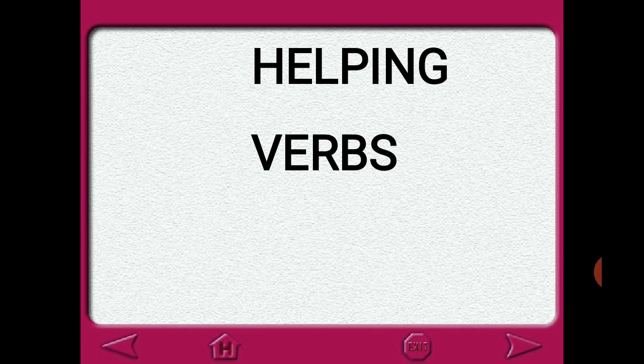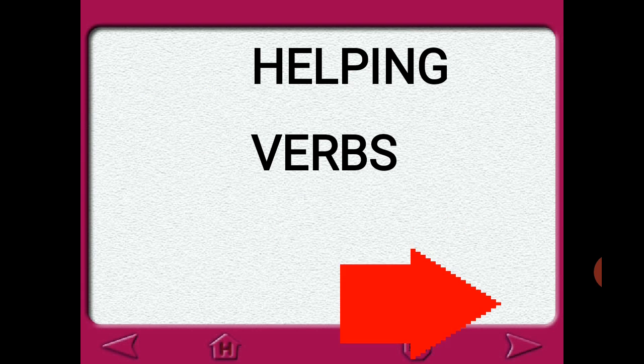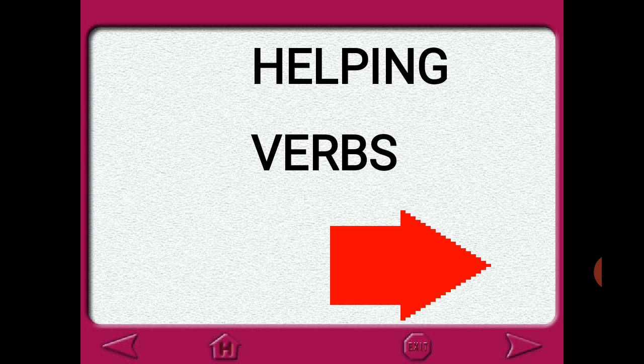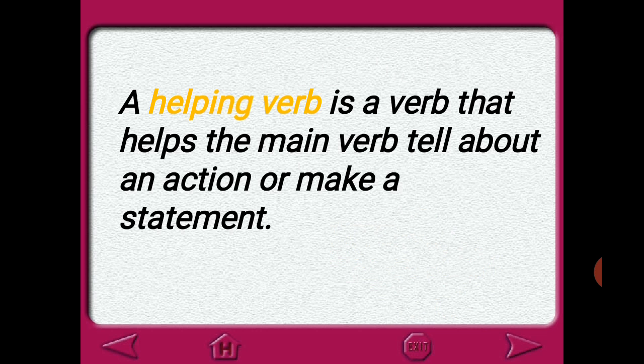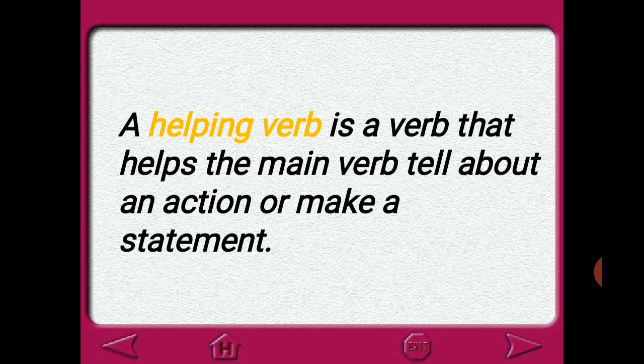Now come to helping verbs. Children, a helping verb is a verb that helps the main verb. We have already studied the main verb, like jumping. Jumping is a main verb. So a helping verb is a verb that helps the main verb tell about an action or make a statement. I am going to explain it through an example.